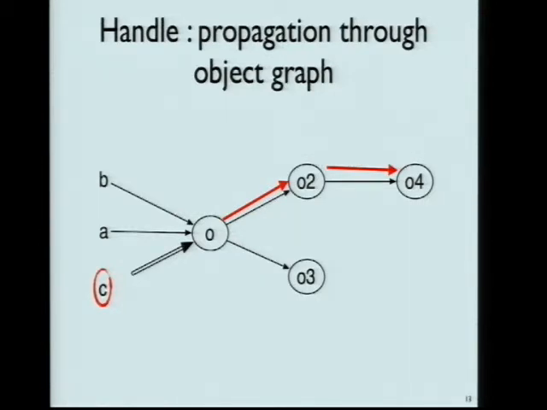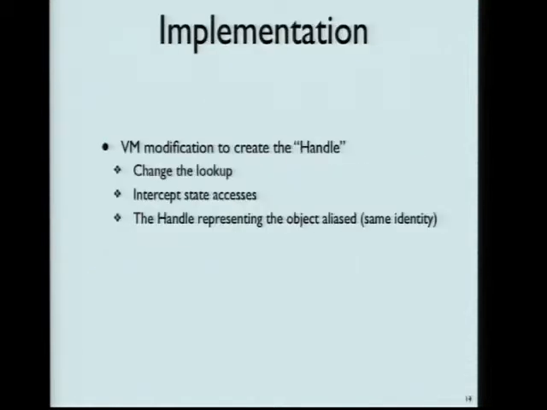To do that at low level, we introduce low-level modifications. We change the lookup, of course, because we're doing a direction at the time of the lookup, and we intercept state access and overload all the identity access of the VM.